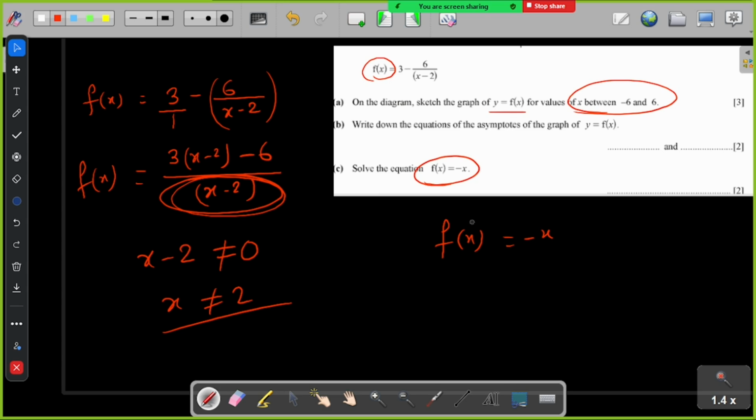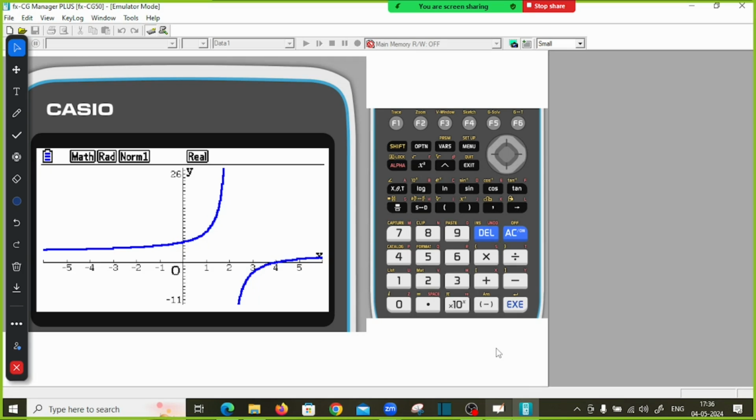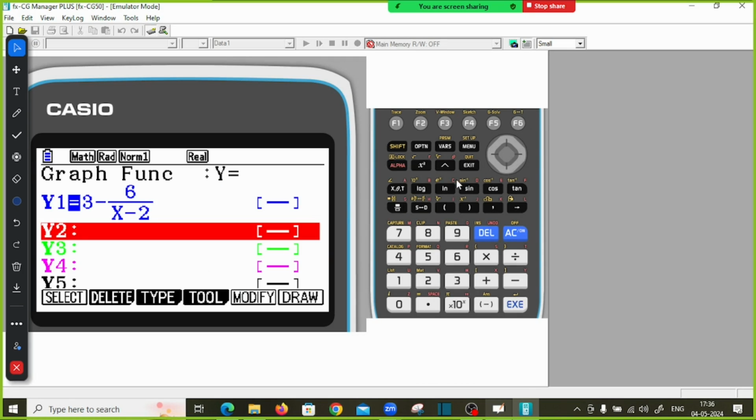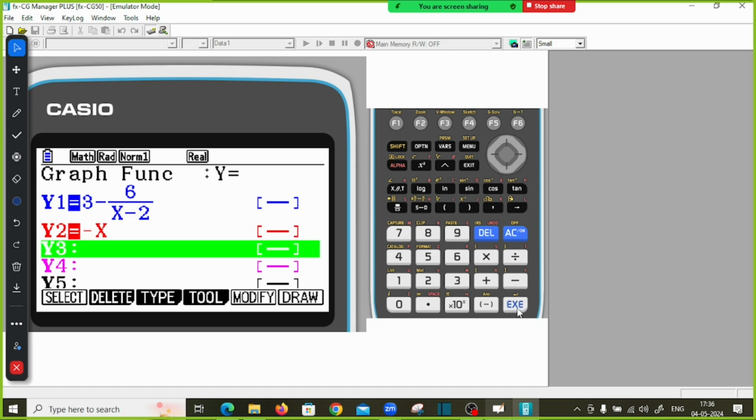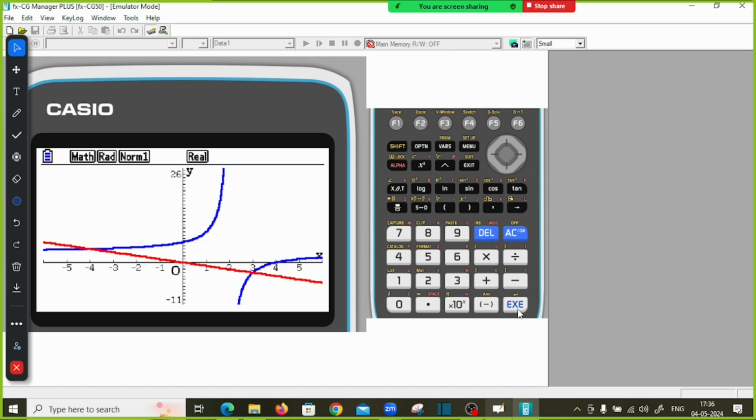So first we will draw the graph of this, second we will draw the graph of y equals minus x, then we will see the intersection point. You can go directly to your editing section by this F6 button. So I am writing y equals negative of x. Simply execute this. Yes, so now we have to find its intersection point.